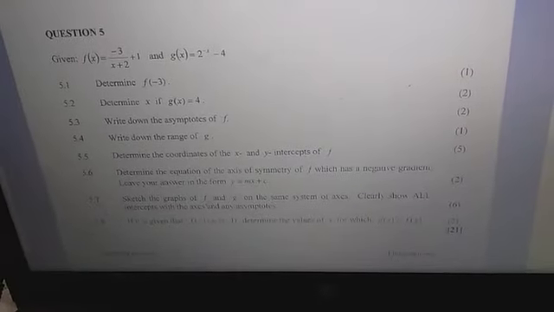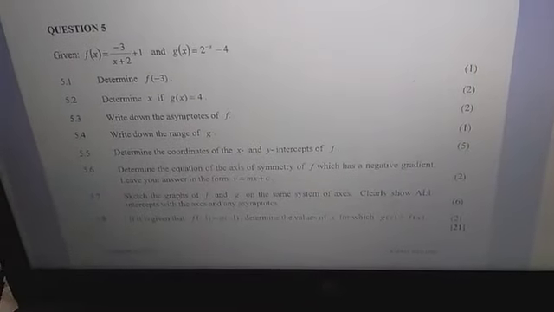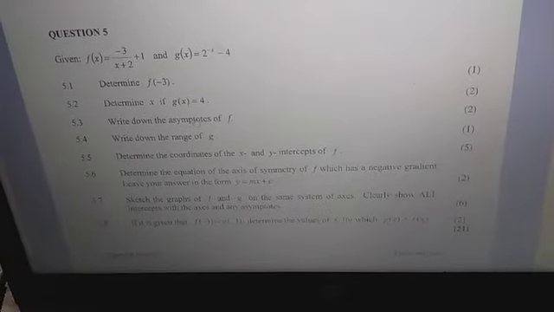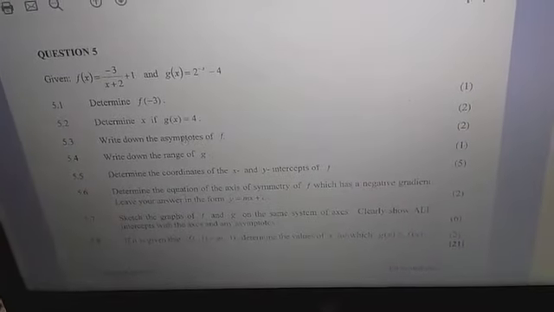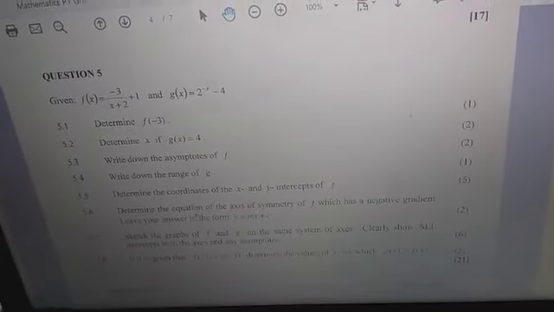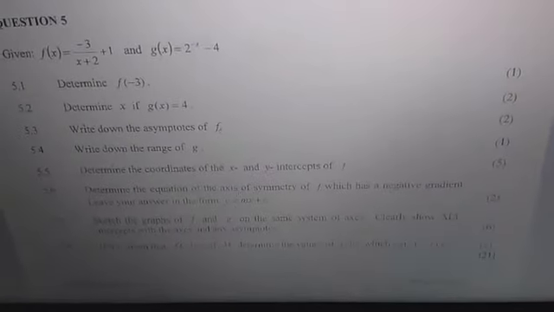5.7, they are asking us to sketch the graph of f and g on the same set of axes. So we already calculated our x-intercept and y-intercept, and we already know even the asymptote of that graph. All right. So that means it's going to be easy for us to plot that graph of f. For g, it is still easy in the sense that we know the restriction of the graph. If the graph has to move above negative 4, that is the asymptote.